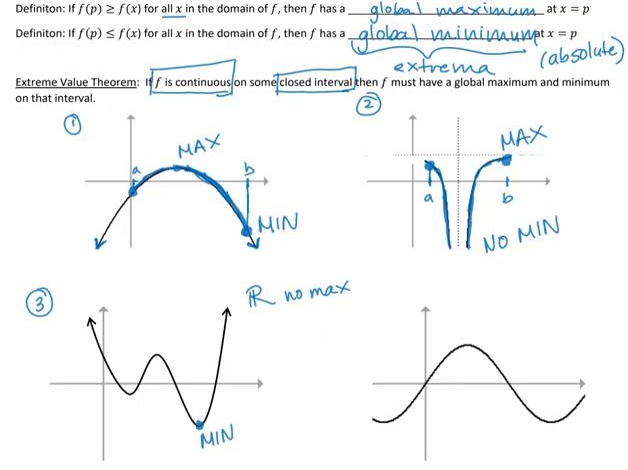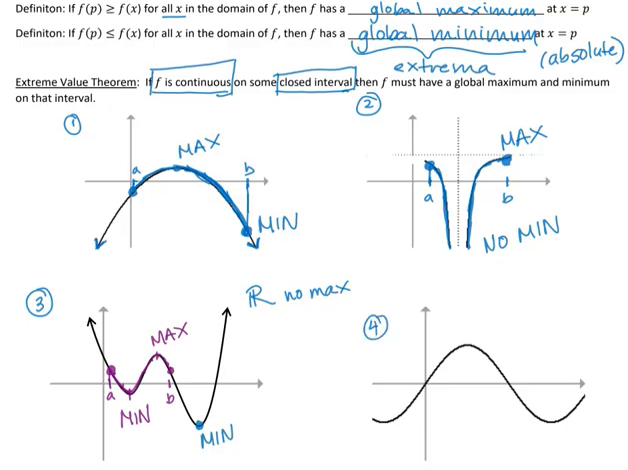If I restrict the domain, let's say my A is here and my B is here. So now I'm only looking at this little segment of the graph. I now have a global max at the critical value and a global min at another critical value. So I do get my global max min once I restrict it to a closed interval. Okay, last example, graph number 4.